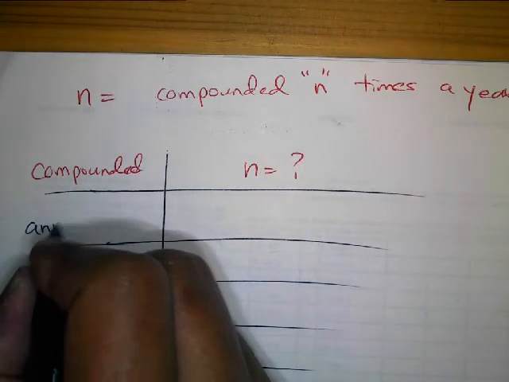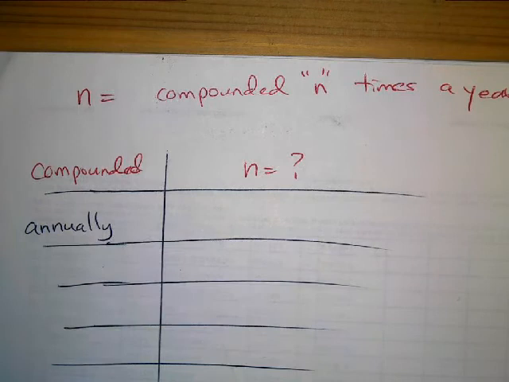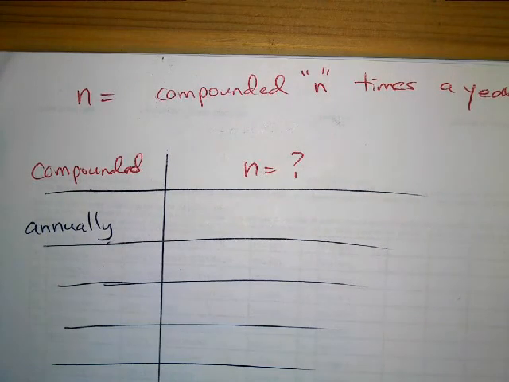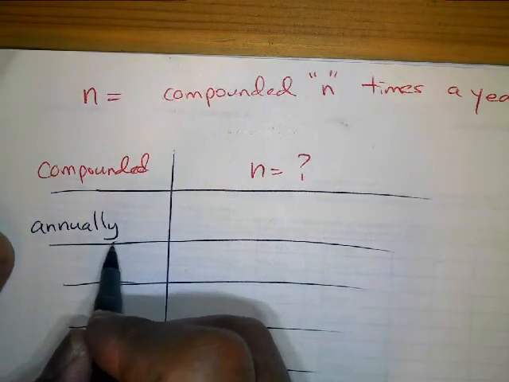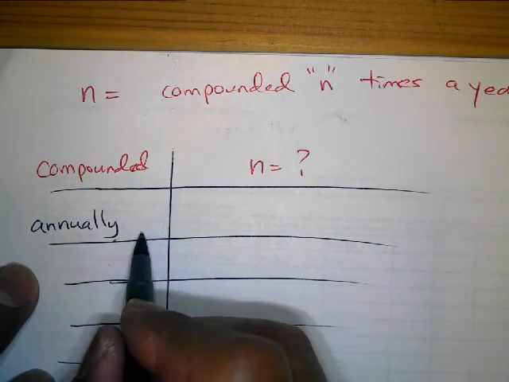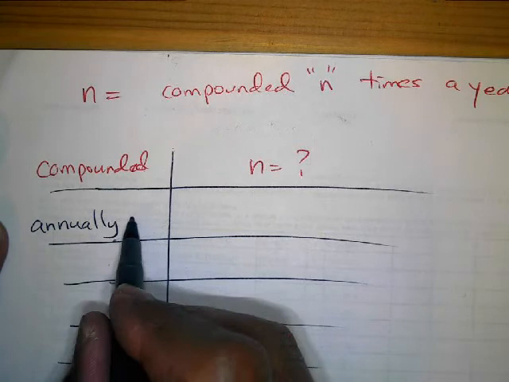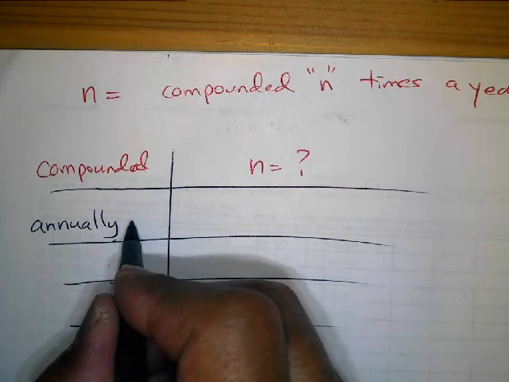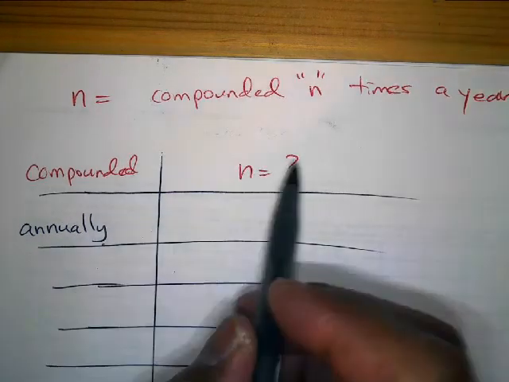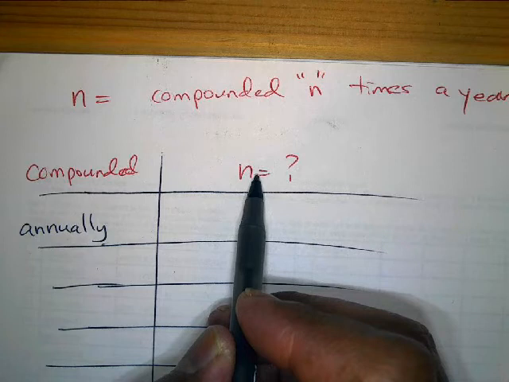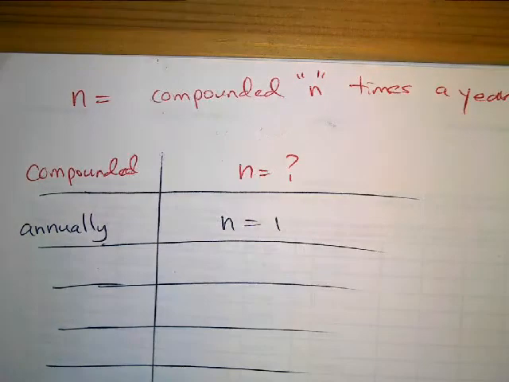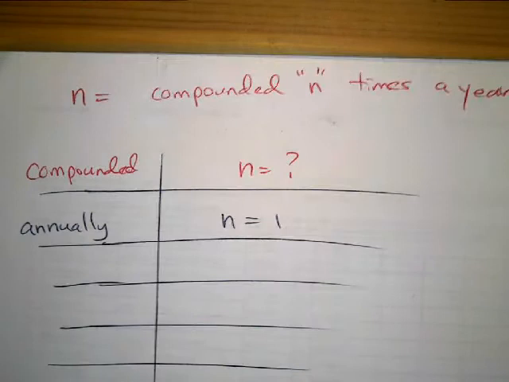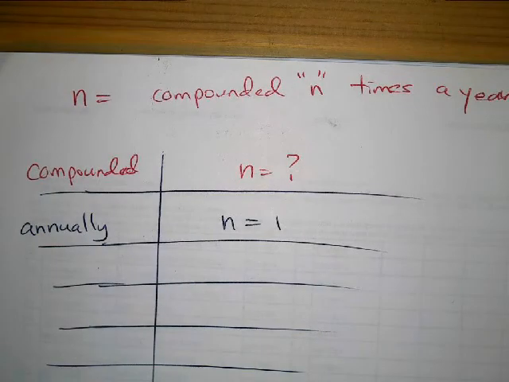If it says it's compounded annually, did I spell that right? Annually means what? Every year. The word annually means every year. So how many times a year does that mean if it says it's compounded annually? Well, then your N is equal to 1. It's only compounded every year, once a year.